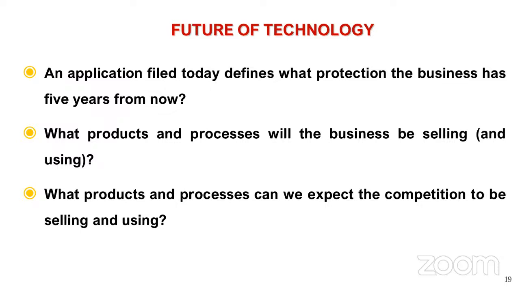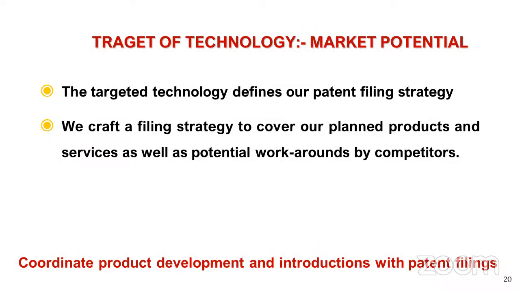When we file the application today, define what protection the business has 5 years from now or not. What product and process will the business be selling or using, and what product and process can we expect the competition to be selling or using. If we have answers to these three questions, we go for the patenting in a better way. We have to target the technology through the market potential. The targeted technology defines our patent filing strategy, and we craft a filing strategy to cover our planned products and services, as well as the potential market around by the competitor also. It coordinates the product development and introduction with the patent filing also.